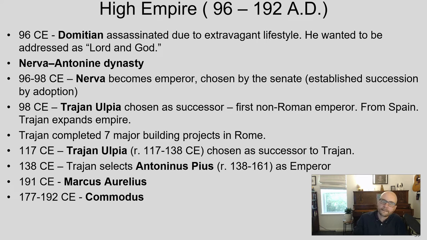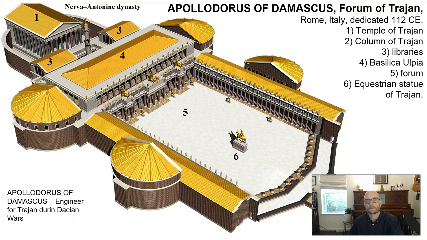In 96 CE, Domitian is assassinated because evidently he lived a very extravagant lifestyle. And so we have a new line of emperors called the Nerva-Antonine dynasty. Nerva becomes emperor, and he was chosen by the Senate. This is really where we start to establish succession by adoption, and we move away from family lines, into rulers who choose their successor. Then he chooses a guy named Trajan, and it goes on and on. We will talk about all of these guys as we move through this period.